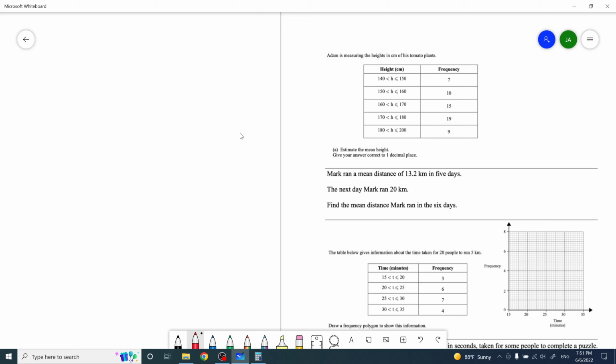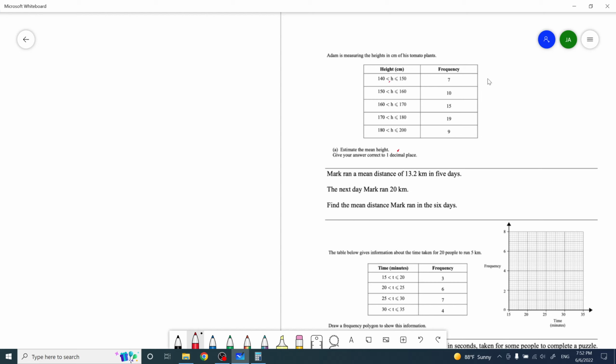Okay, so moving on, we're going to do the same thing now, but we're going to use slightly harder numbers. Okay, so Adam is measuring his tomato plants. Oh, how cute. All right, so we're going to do the same thing here. We're going to find the midpoints. So the midpoint of here, right, we're finding the mean height, and it looks like we're going to have a nasty decimal, so we're going to round it to 1 decimal place.